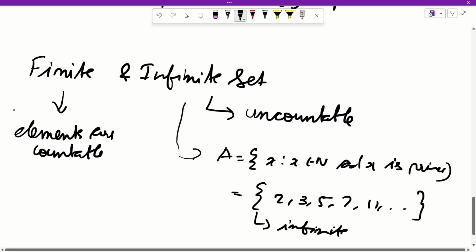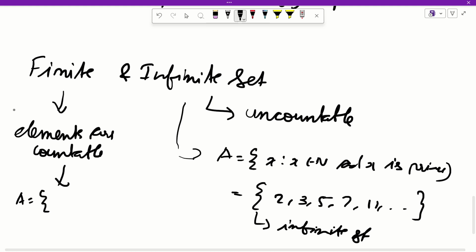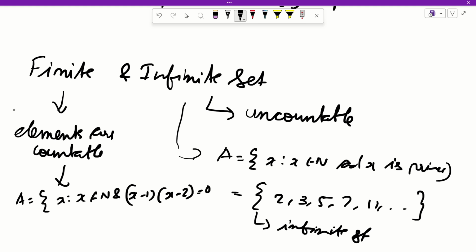Now let's look at finite sets. Example: A is equal to the set of x such that x belongs to N and (x minus 1) into (x minus 2) is equal to 0. So this is a finite set. After solving, we get x equal to 1, 2. So we can write A is equal to the set {1, 2}, which is a finite set. Right.